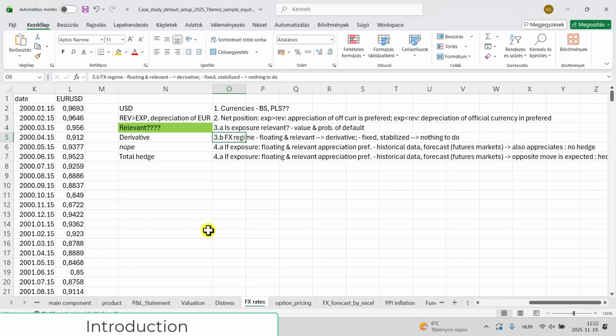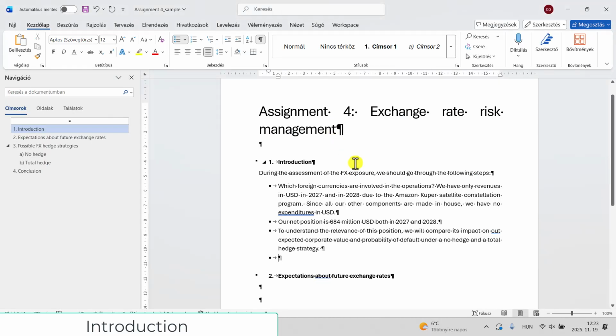Then okay, the next step is about foreign exchange regime, floating and relevant. Obviously we have floating exchange rate regime, so we have no fixed and stabilized regime, so we are forced to use some kind of a derivative.